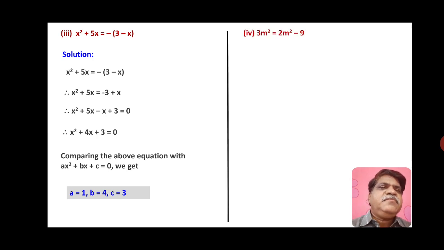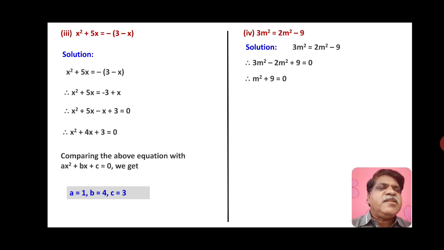Next, 3m square is equal to 2m square minus 9. Friends, it is given that 3m square is equal to 2m square minus 9. We will bring all to the left hand side. So, 3m square minus 2m square plus 9 is equal to 0. 2m square, plus to the right hand side, when brought to the left becomes minus. 9 is minus to the right, when it is brought to the left, it will become plus.